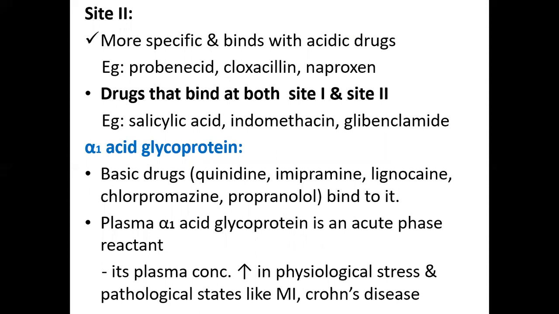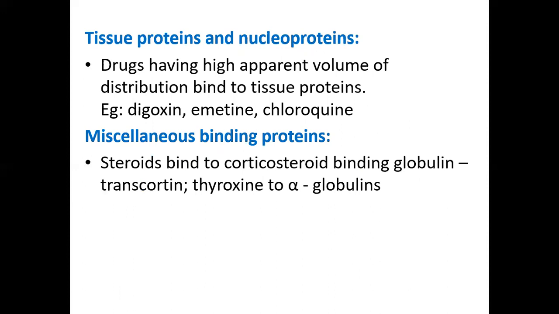Alpha-1 acid glycoprotein: basic drugs like quinidine, imipramine, lignocaine, chlorpromazine, propranolol bind to it. Plasma alpha-1 acid glycoprotein is an acute phase reactant protein, so its plasma concentration increases in physiological stress and in pathological states like MI, Crohn's disease, etc.